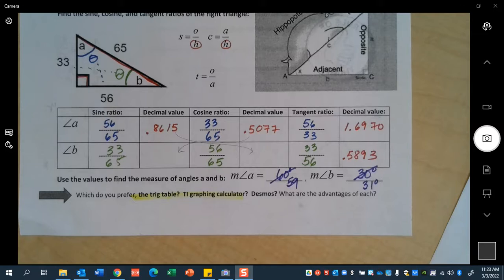Go ahead. I think the thing I'm most confused about is how you find the theta on a triangle.